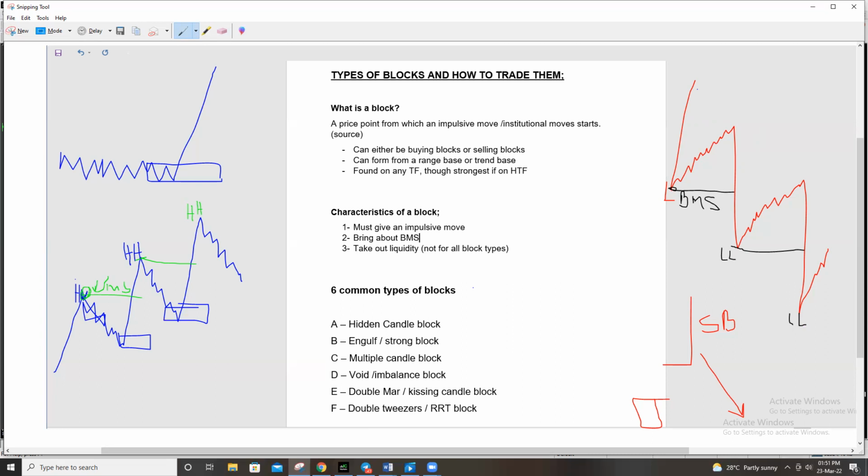The third one is it may take out liquidity. This is not for all types of blocks. There are blocks that take out liquidity, there are others that don't. Now, what is liquidity? This is something explained in book 5. There are different types of liquidities. We have liquidities on trap zones, that is the swing lows, equal highs, equal lows, previous day highs.